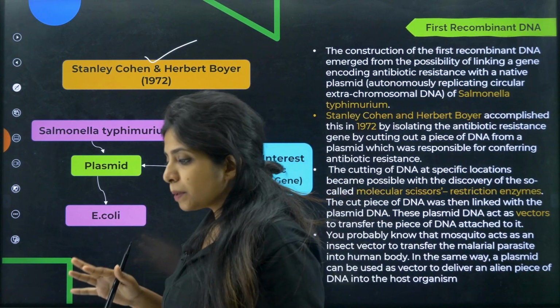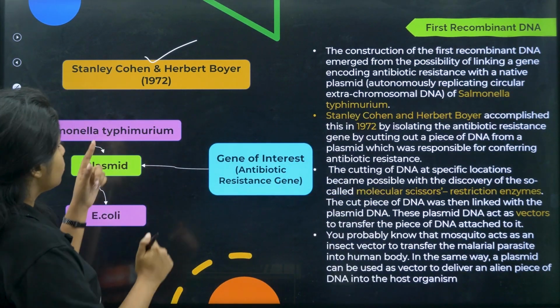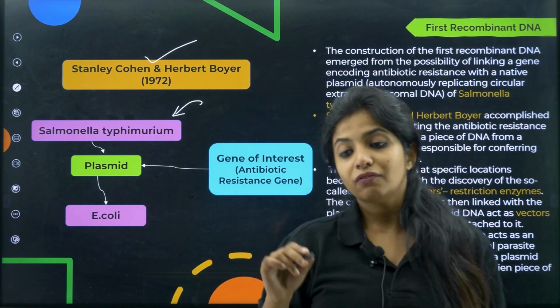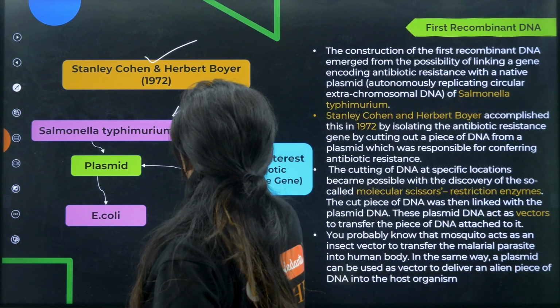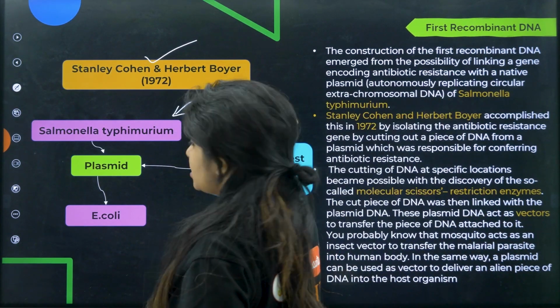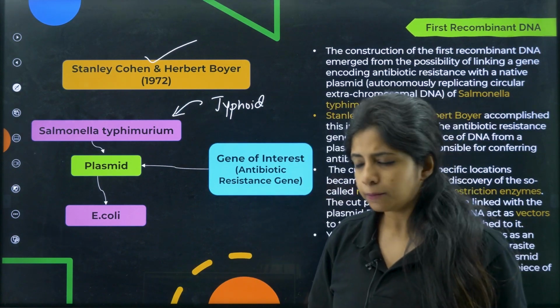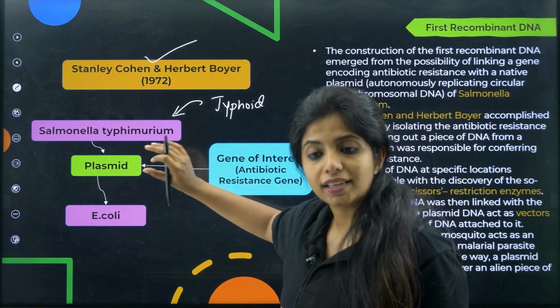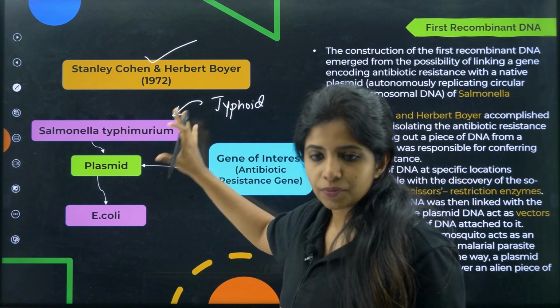How did they find it out? Basically, there was a bacteria whose name was Salmonella typhimurium. Are you aware of Salmonella typhimurium? Well, this causes the typhoid disease. What does it cause, children? It causes typhoid disease. So Salmonella typhimurium again is a bacteria. It also has a plasmid.